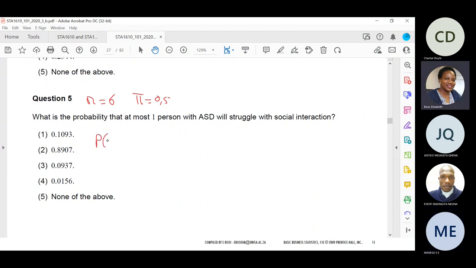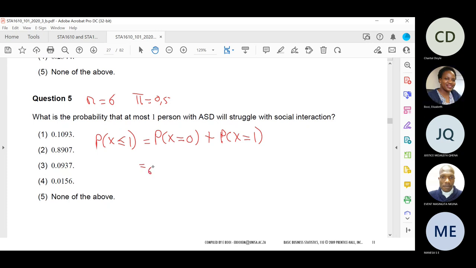So it means we need to find the probability that X is less than or equal to 1. Then we need to find the probability that X equals 0 plus the probability that X equals 1. If I'm going to use the formula, you will use 6C0. Maybe I should put the formula down instead of substituted values.